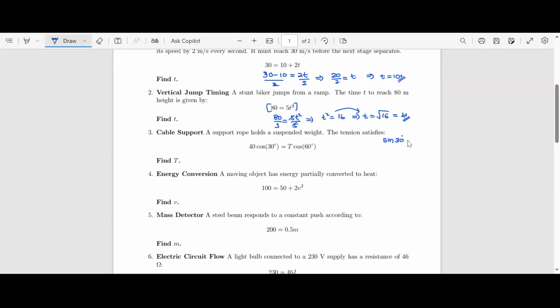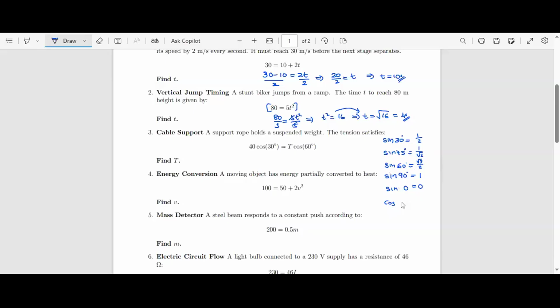So you should know what sine 30 is. Then you should know what sine 45 is. You should know what sine 60 is, and what sine 90 is, and what sine 0 is. You're expected to know this. So sine 30 is half, sine 45 is 1 over root 2, sine 60 is root 3 over 2, sine 90 is 1, sine 0 is 0. So you should know these values, and also you should know the cosine values.